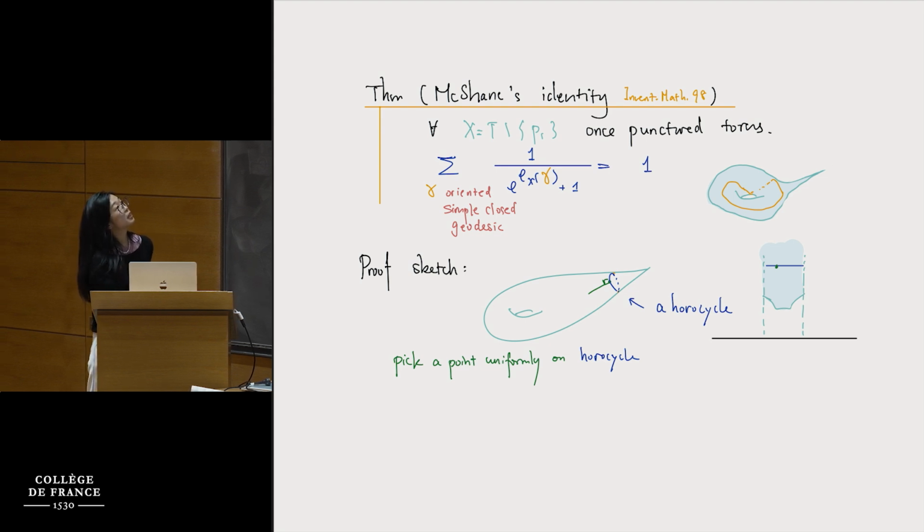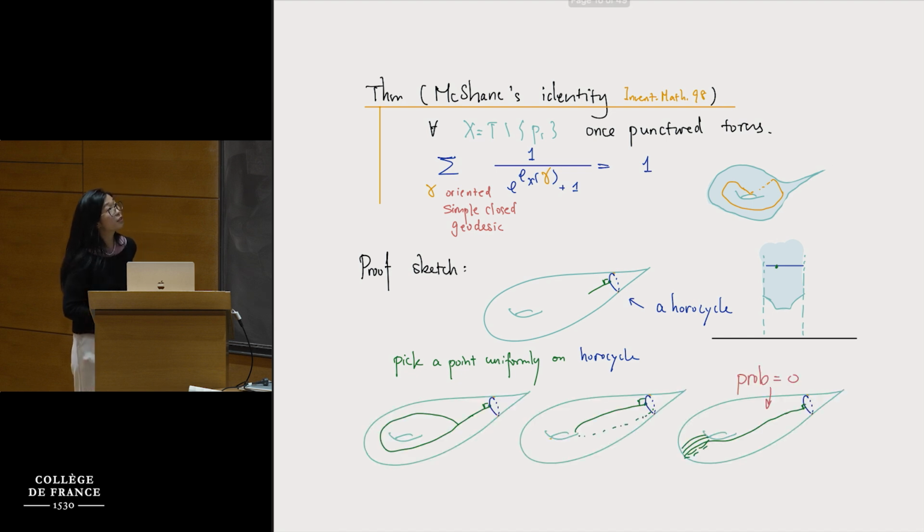So the idea of McShane is the following. You first take a horocycle around this cusp. By horocycle, I just mean that if you look at this in the universal cover, say the cusp corresponds to a point at infinity, the horocycle is a line which is parallel to the x-axis. And you pick 1 point uniformly at random. So this is a probability measure on this line. And you start from this point an orthogonal geodesic. And you wait until it first hits itself, or it goes back to the horocycle.